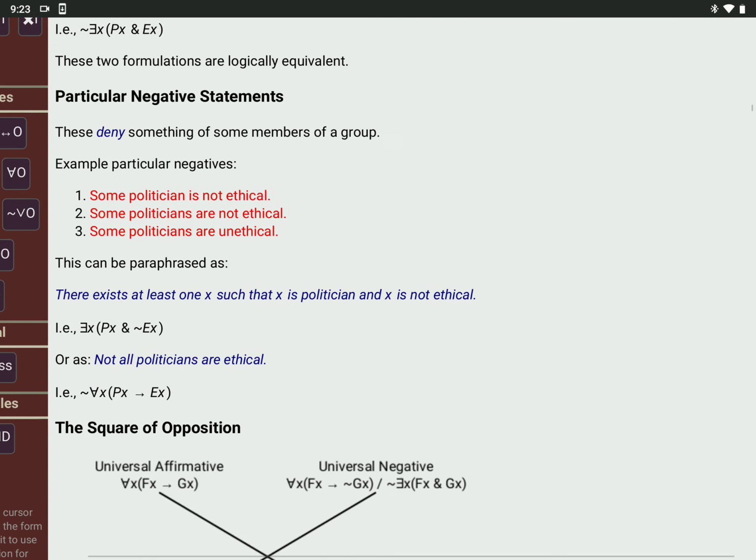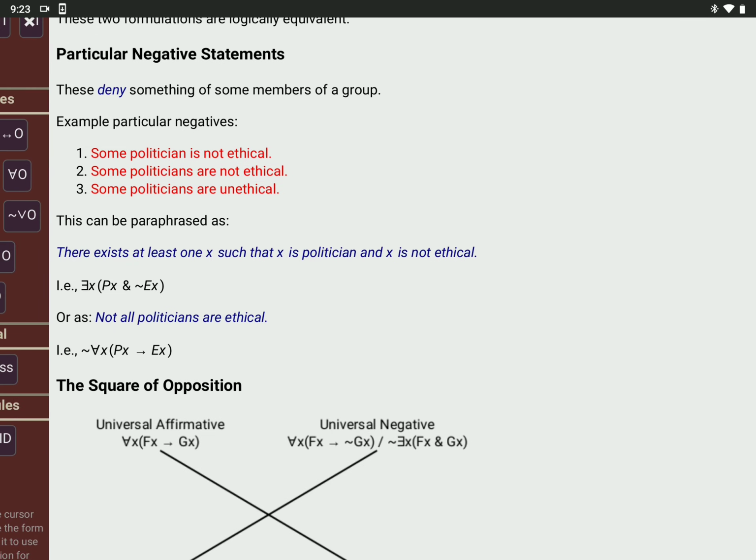We want to say some member of some group doesn't have a property. We can do that with the backwards E as well, but then we put the negation not before the backwards E, we put it after the ampersand. So you say some politician is not ethical, or some politicians are not ethical, some politicians are unethical. We say there's at least one value of x, such that x is a politician, x is not ethical. There is an x, Px, and not Ex. Or we can also do it with a negation at the beginning of the statement.